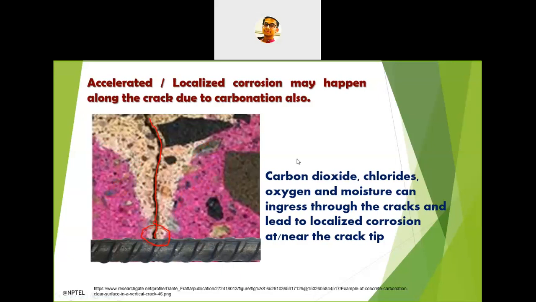So what will happen ultimately? We will find localized corrosion here. Even though this is for the reason of carbonation, still you will find some localized corrosion. So there may be a problem detecting the root cause in some of the cases. At that time you have to go through all these tests to find out the root cause. We'll see some case studies in the upcoming slides.